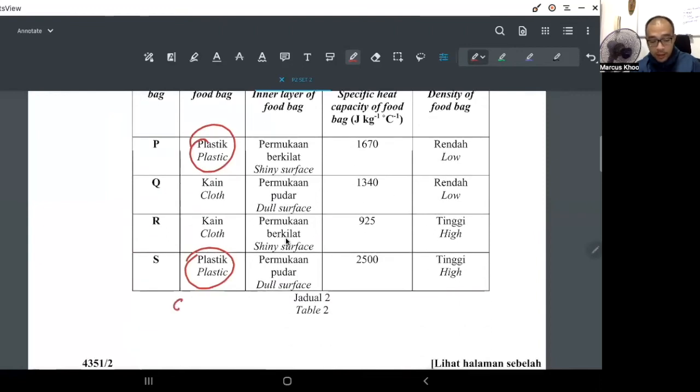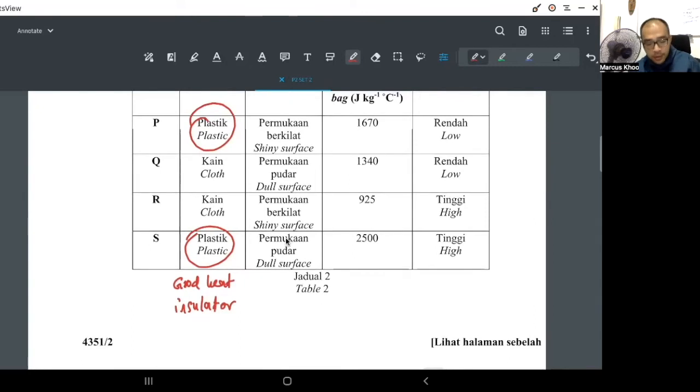Because plastic is a good heat insulator. Jangan juga kamu cakap conductor. It is a good heat insulator. So heat is very difficult to, you know, terlepas daripadanya. Another possible answer also is high specific heat capacity. So it won't get hot faster. So that means the heat can still be maintained inside.